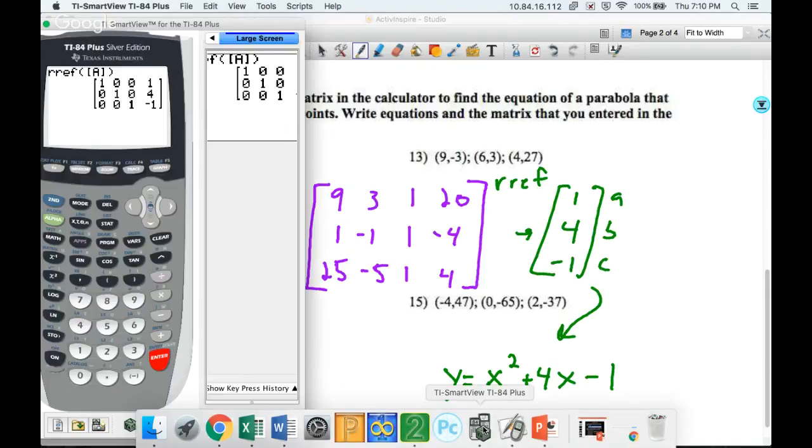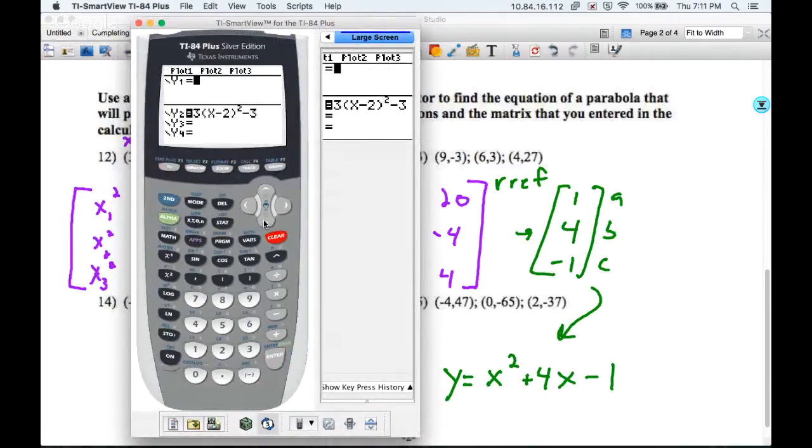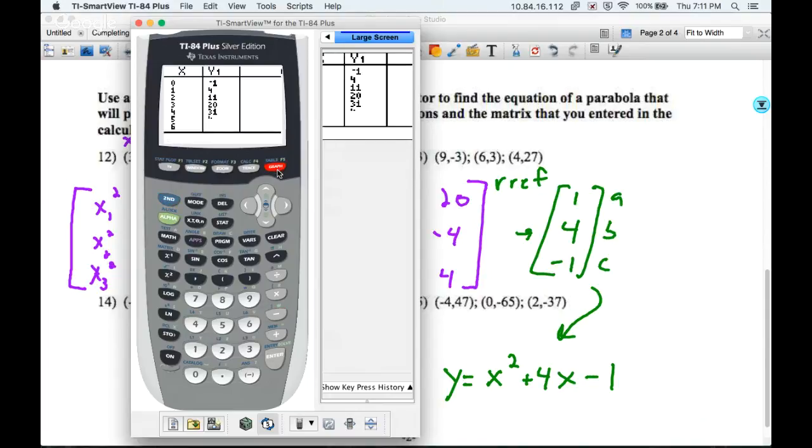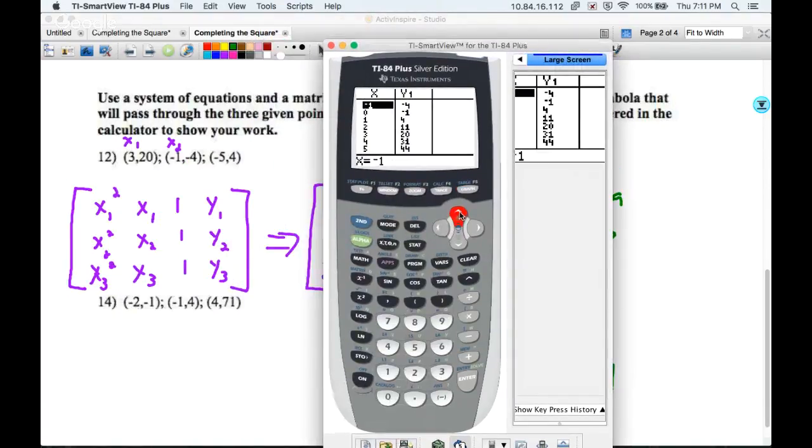Let me show you a way to double check that. Plug that equation into a y equals: x squared plus 4x minus 1. Go to the table, second graph, and look and see if it hits those points. It should hit the point (negative 1, 4). Negative 1, 4, there it is. It should hit the point (3, 20). 3, 20, you can see it right here. Negative 5, 4. Yes, it does indeed hit all 3 points.